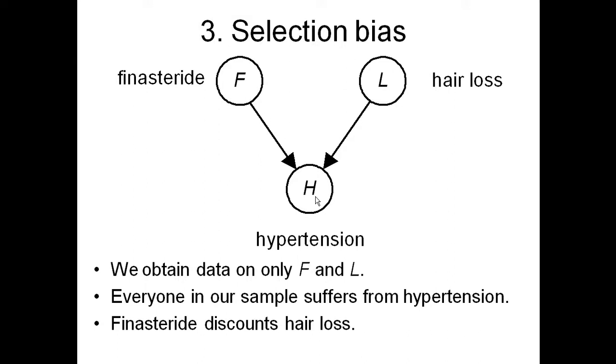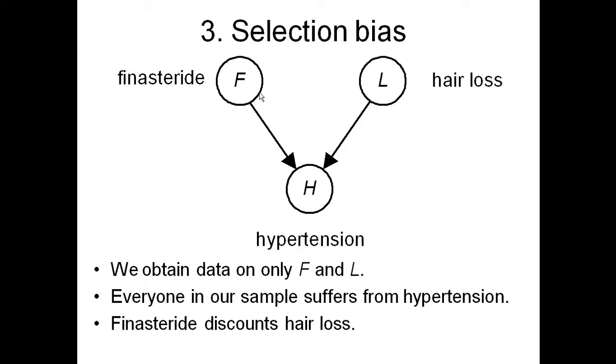So when you take finasteride, it makes it less probable that you have hair loss because finasteride explains away the hypertension. So the finasteride would appear to have an effect on hair loss in this convenience sample when it really does not. That's called selection bias.